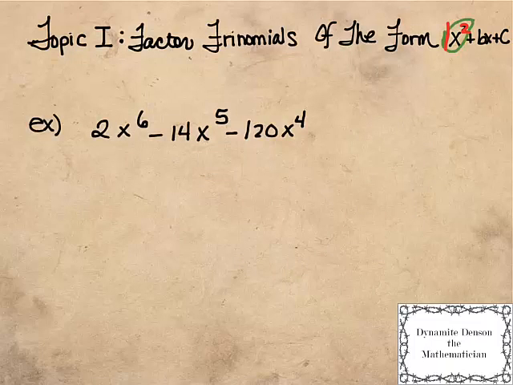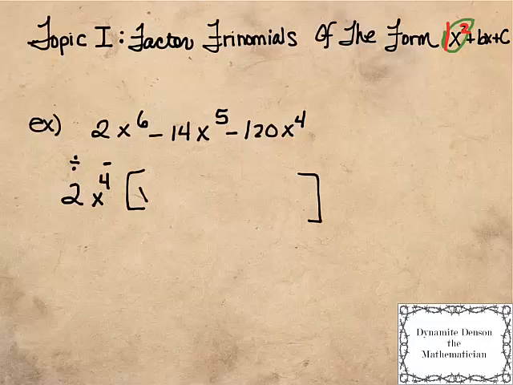In this example, can you pick out the greatest common factor? The number would be 2, and the same base with the smallest power is x to the fourth. Now we go through and divide the number and subtract the exponents. 2 divided by 2 is 1, and 6 minus 4 is 2. 14 divided by 2 is 7, and 5 minus 4 is 1. 120 divided by 2 is 60, and x to the fourth has been pulled out, so we don't need to worry about it.